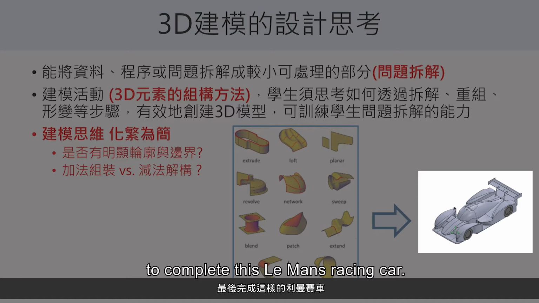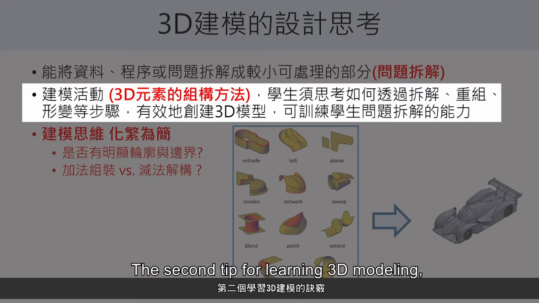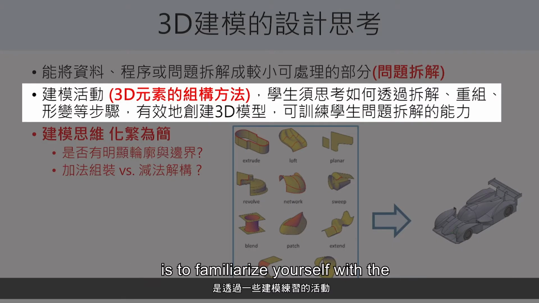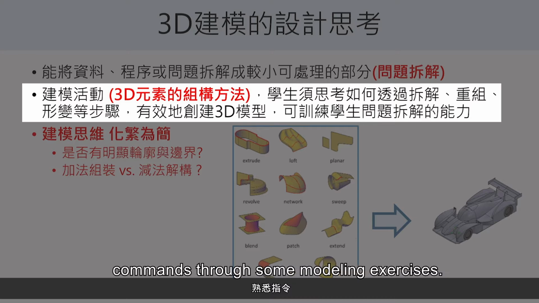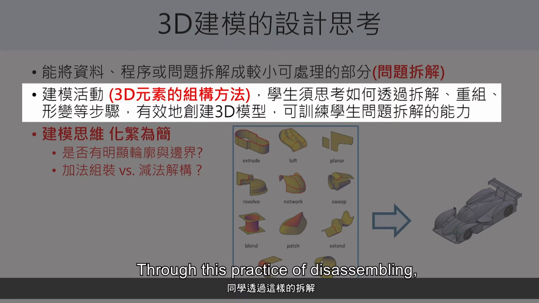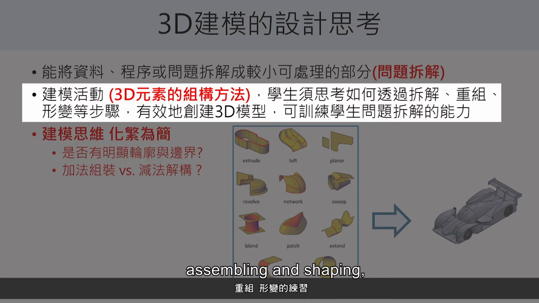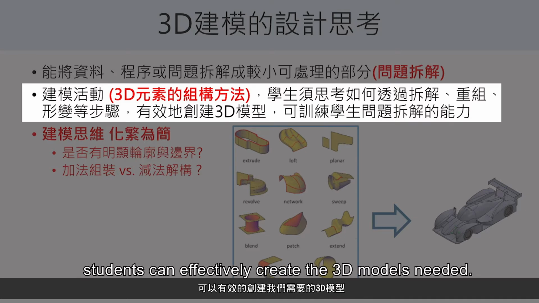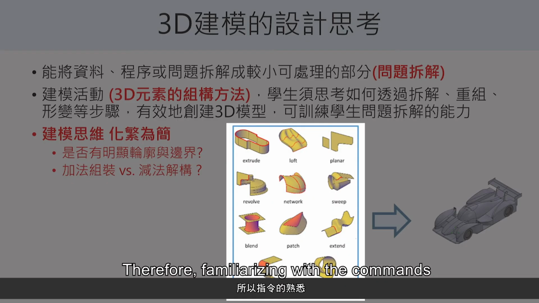The second tip for learning 3D modeling is to familiarize yourself with the commands through modeling exercises. These commands are all assembling methods for 3D elements. Through this practice of disassembling, assembling, and shaping, students can effectively create the 3D models needed. Therefore, familiarizing with the commands is also an important learning process for learning 3D modeling.